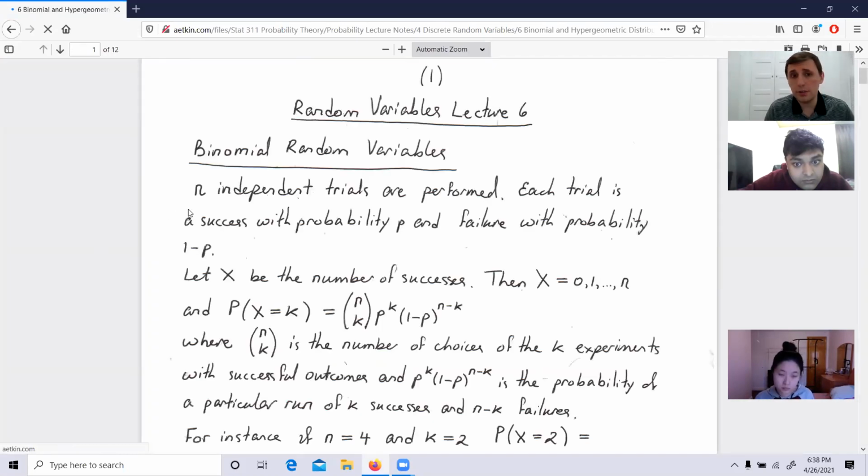All right, guys, wonderful. We are now going to talk about binomial random variables. So this is a very important distribution. And the idea is, let's suppose we perform n independent trials, and each trial has some probability of success p and failure with probability 1 minus p. X will be denoting the number of successes. So we can have either 0 or 1 or all the way to n successes.